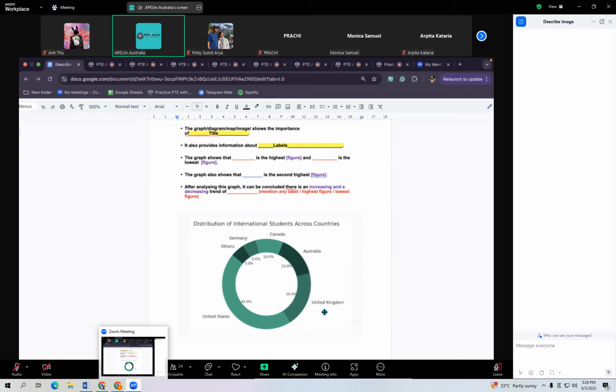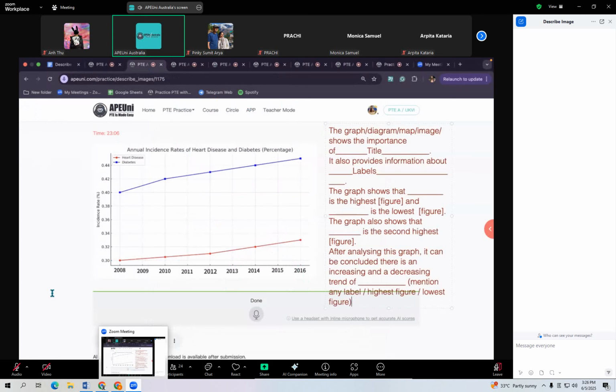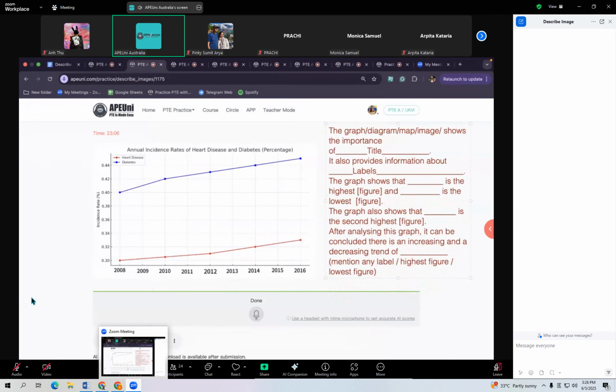After analyzing this graph, it can be concluded there is an increasing trend of United States and a decreasing trend of Germany, right? So if we quickly try to pick it up, right, and put this in our line graph, how will we describe this? For 30 seconds, let's try to match, right? The image, yeah?